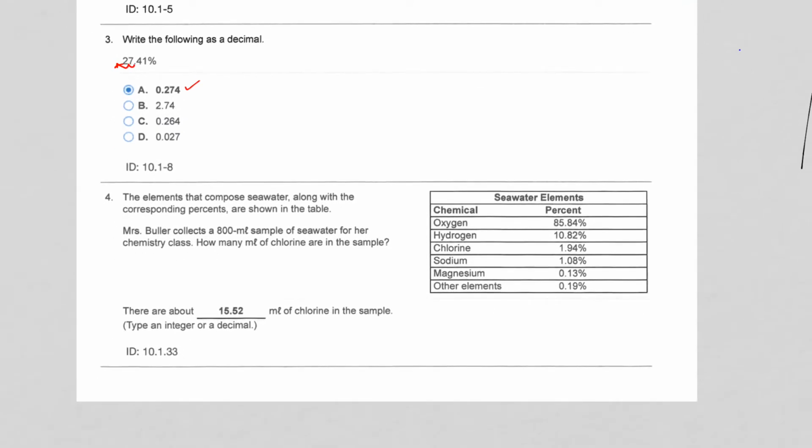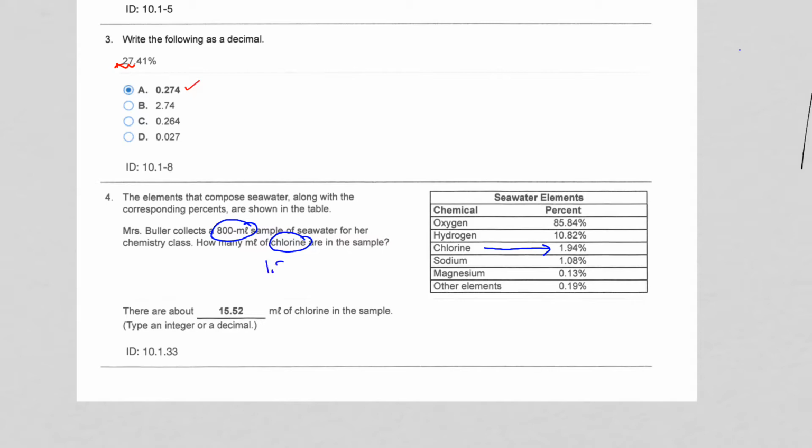And now we get a little application problem from your homework. And so we have a chart with different percentages. This is seawater elements: oxygen, hydrogen, chlorine, sodium, magnesium, and other elements. So the question, you may be asked different chemicals. In this particular question, this is how much milliliters you have. And it's asking how many milliliters of chlorine. So there's the chlorine. It's 1.94%.